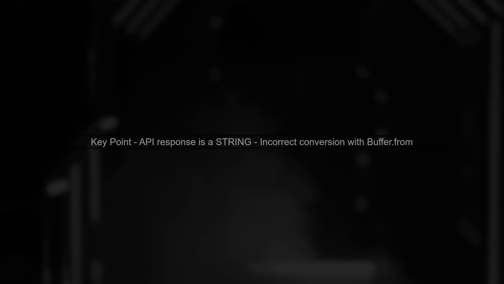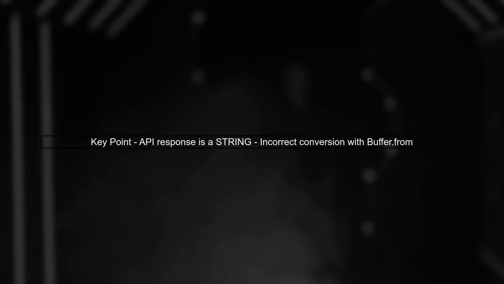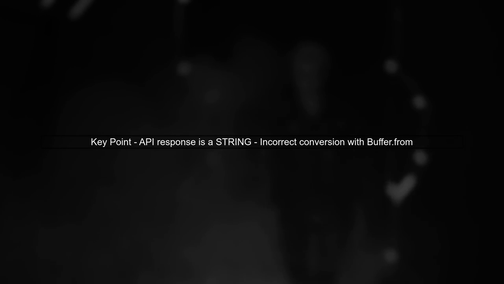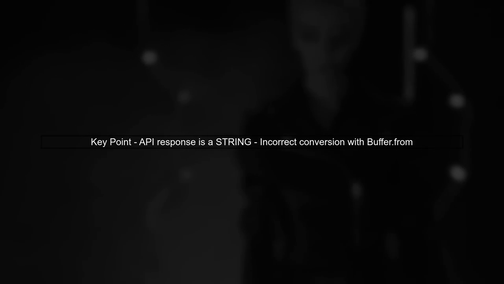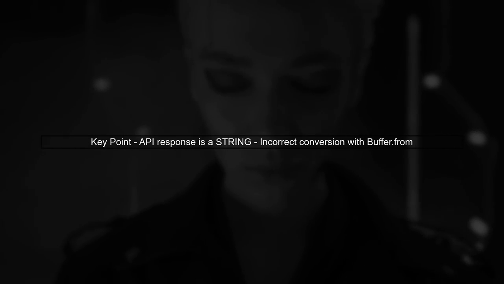Let's start by understanding the issue. You're trying to convert a PDF stream from an API response into a Base64 string, but it's not working as expected. The first thing to note is that the body of the API response is a string. When you attempt to convert it using Buffer.from, it may not handle the binary data correctly.